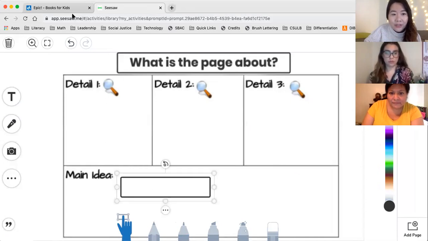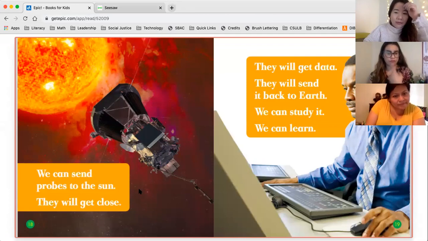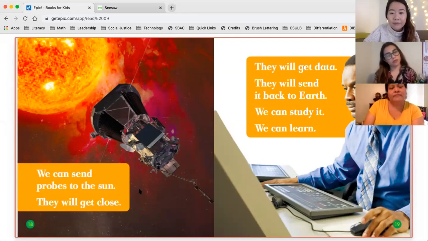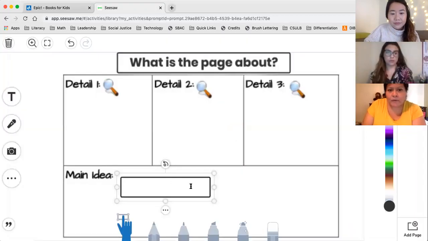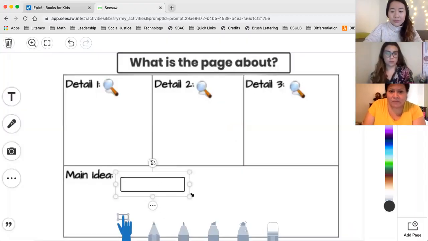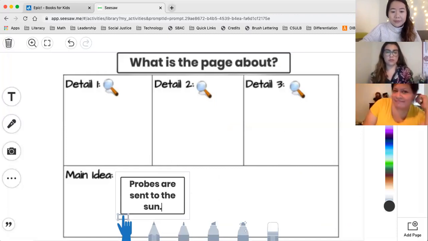So maybe one of the teachers can tell me how we can rewrite this idea that we can send probes to the sun. What could be a sentence I could use to explain the main idea? Ms. Rosales? We can say probes are sent to the sun. Ooh, I like that.